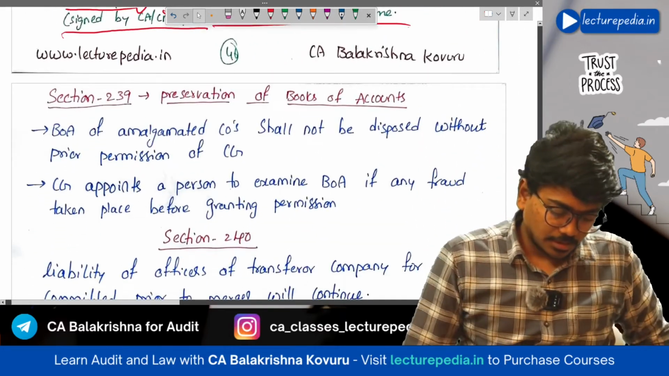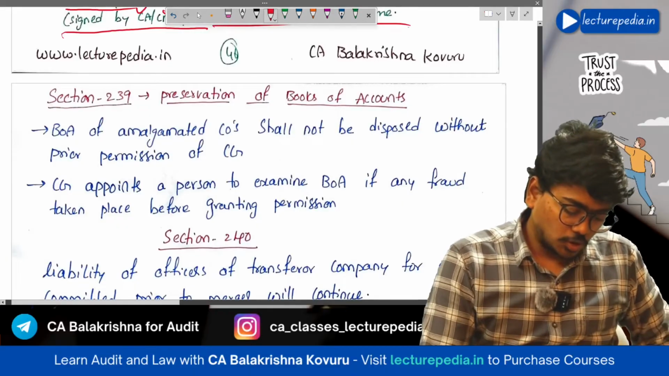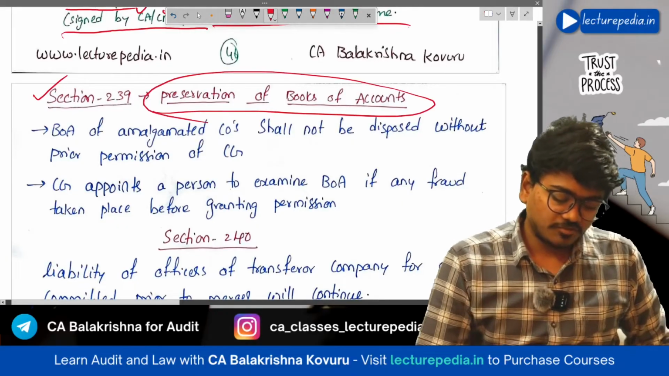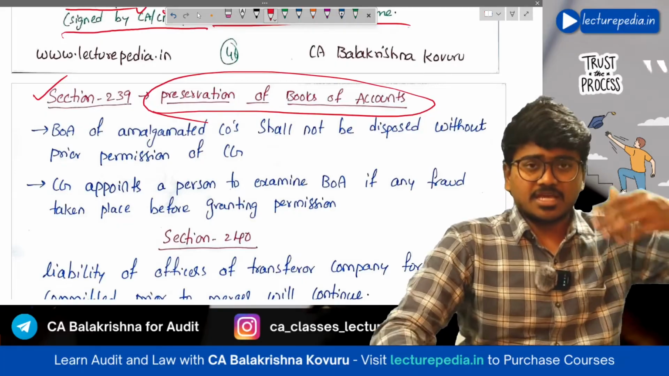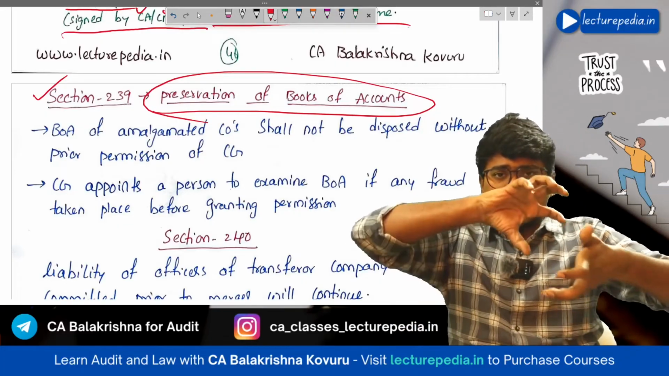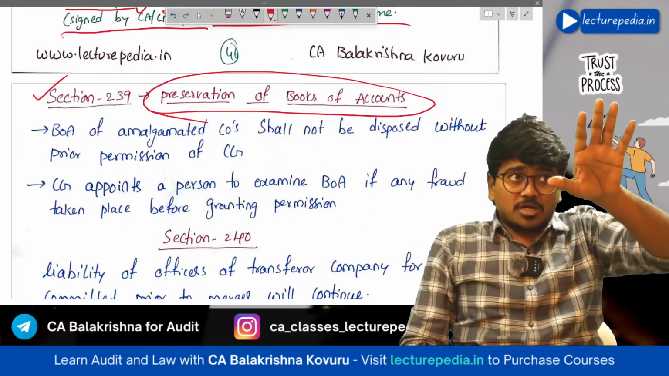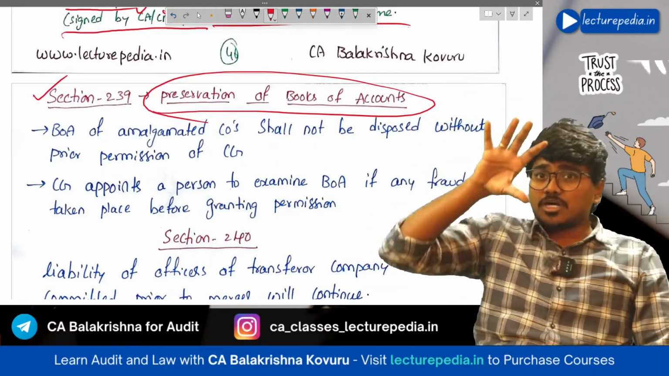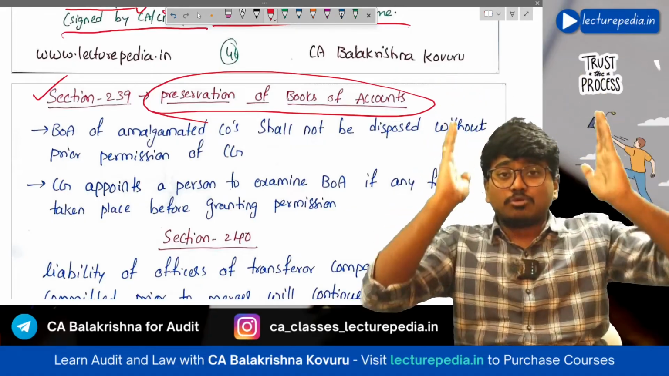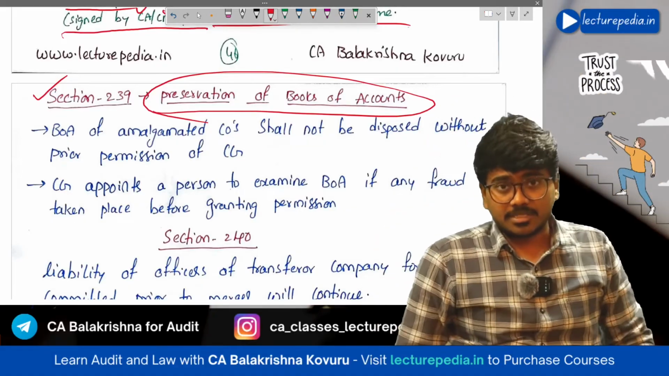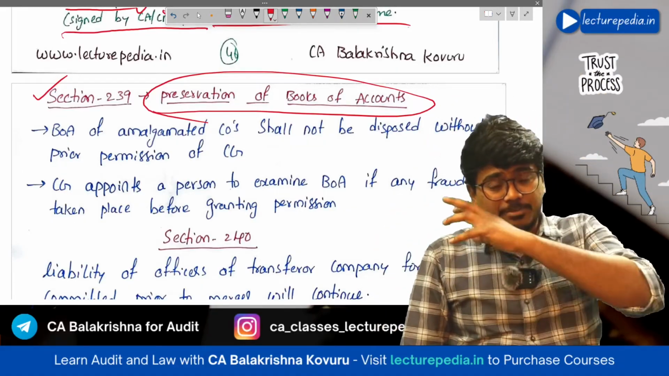Next, section number 239, preservation of books of accounts. Now, A Limited and B Limited have merged and become AB Limited. There will be books of accounts of A Limited and books of accounts of B Limited. What will happen to the books of accounts of A Limited and B Limited? Can these books of accounts be disposed of?